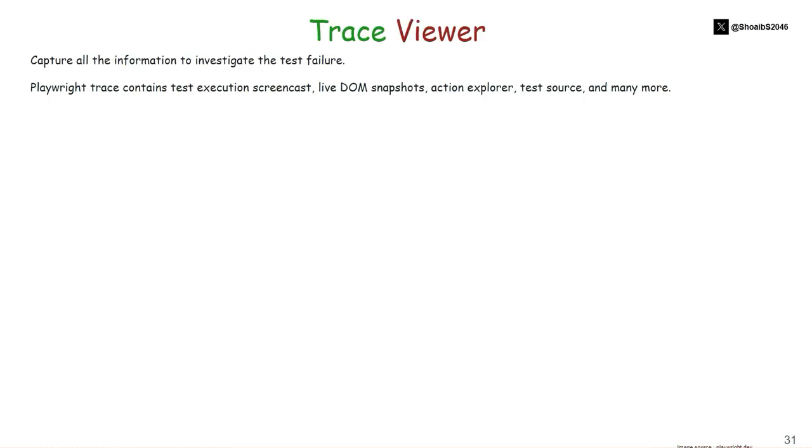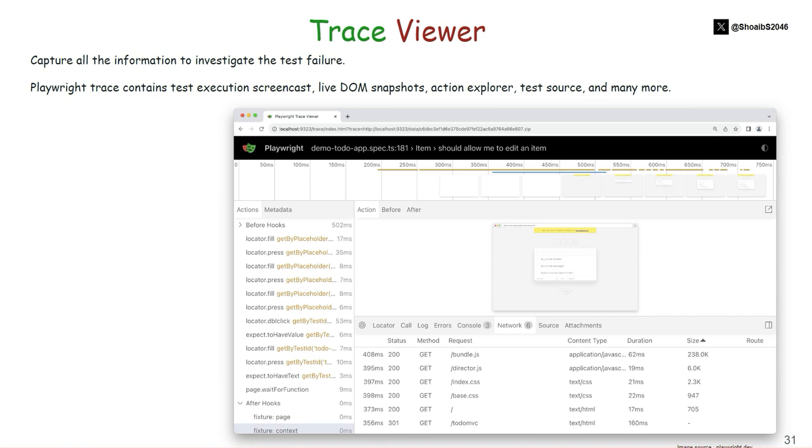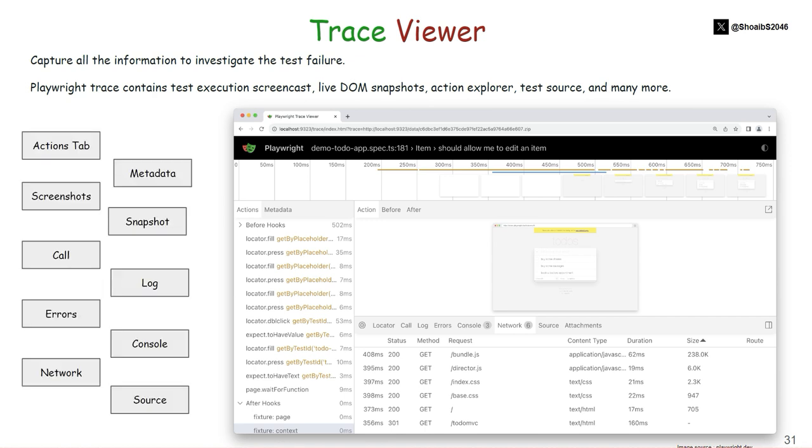How does it happen? In this example, we'll see what things are included. We have an action tab that contains all the action things, like when you fill it, you click it, you press it. It captures a screenshot, snapshot, the network calls, the errors, and everything.